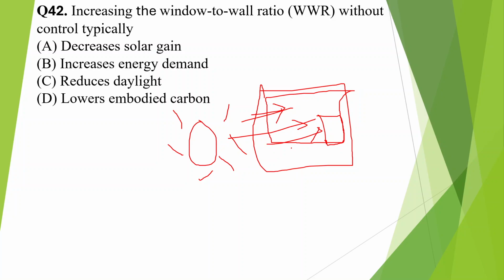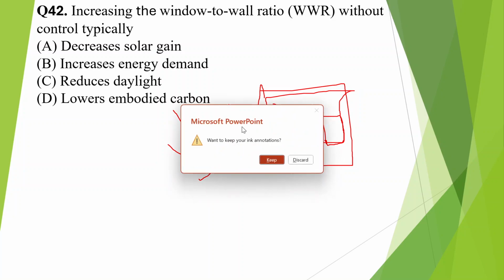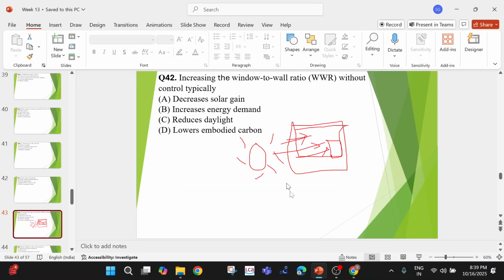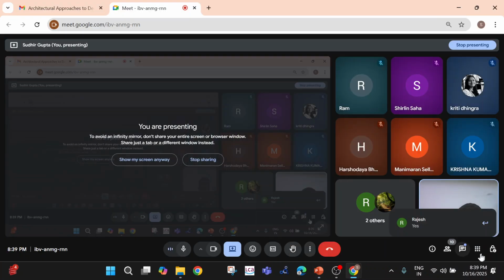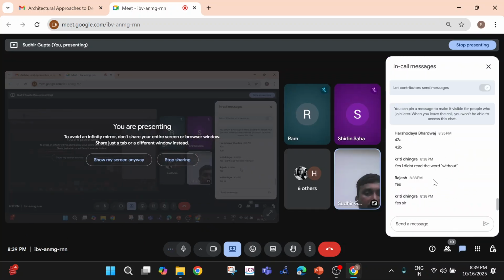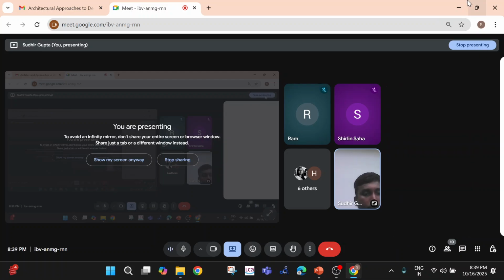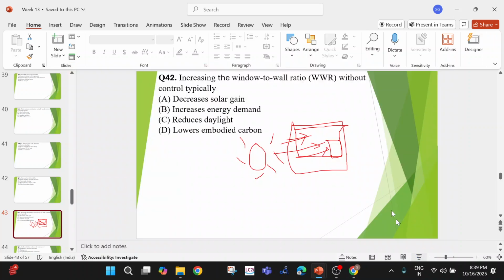So is it clear to you all now that option B is the correct answer for this particular question number 42? This was a very straightforward question, but these small mistakes can decrease your marks. So let us move to the next question. Question number 43.